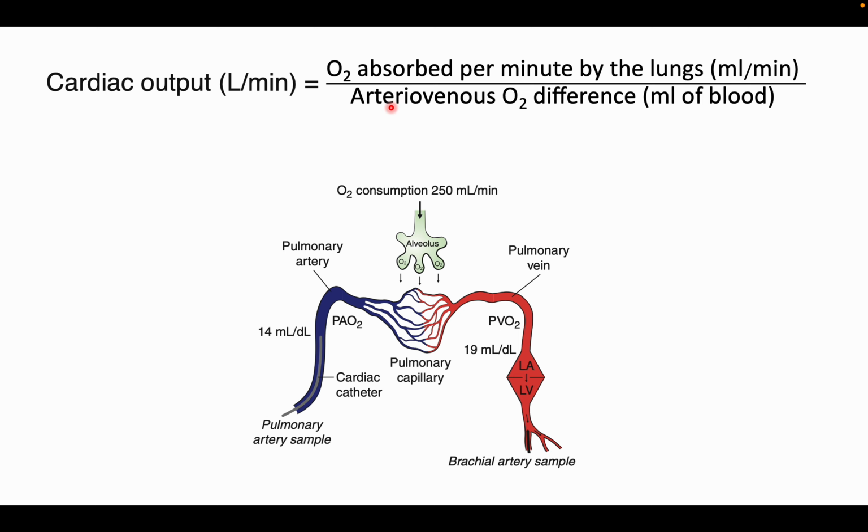So we have the arteriovenous oxygen difference, which is 19 minus 14, and the oxygen absorbed, which is 250. If we put these values into the equation, we can get the cardiac output. This is the Fick principle, where we have to insert the catheter.